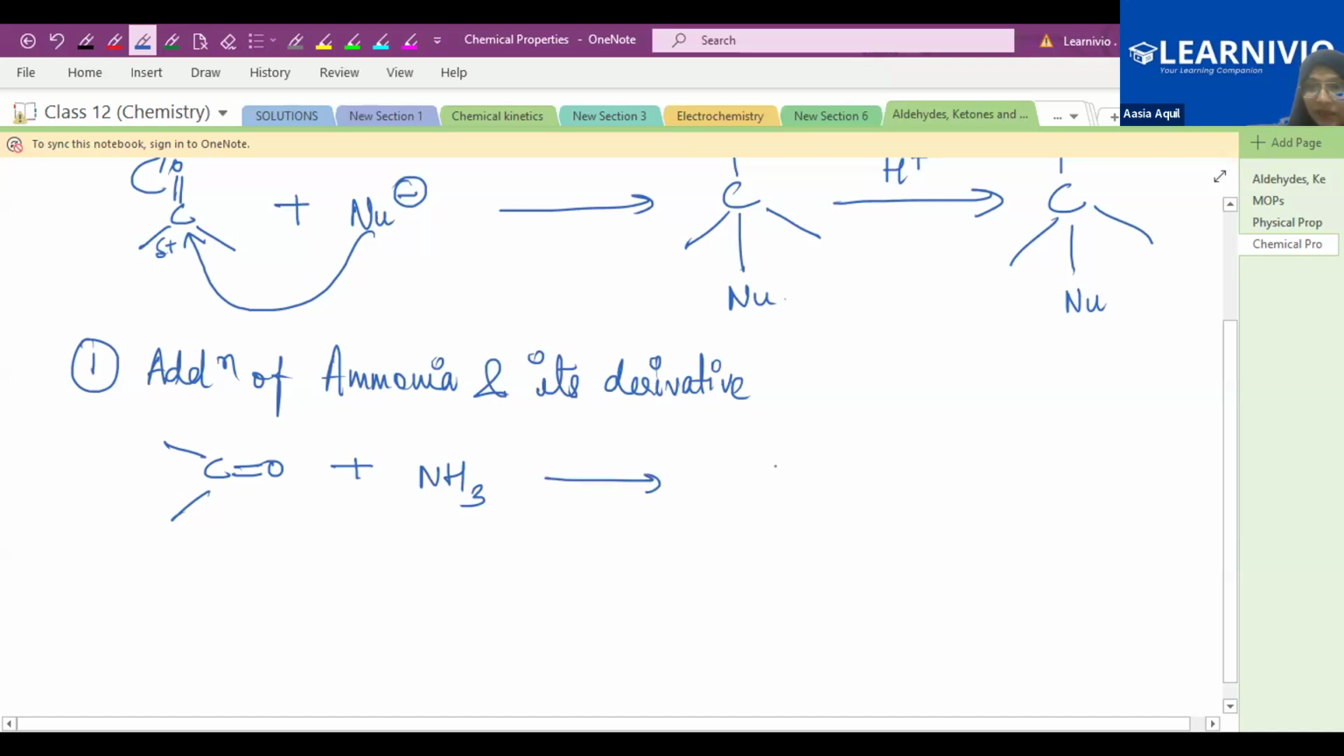Now what is an imine? The carbon double bond nitrogen. This is known as imine. Whenever the compound contains this structure, carbon double bond nitrogen, this is your imine. And here hydrogen.